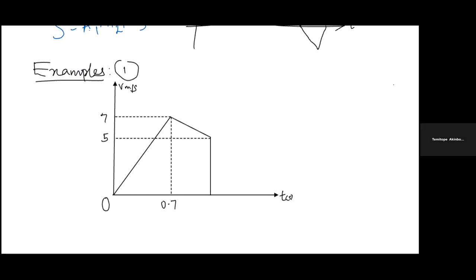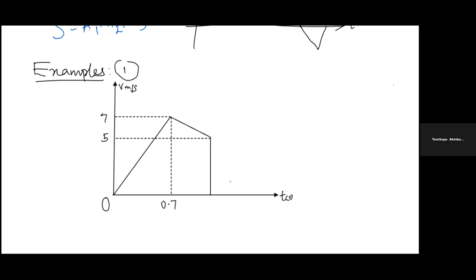Are you done? Okay. So let's have the question. The diagram shows the velocity time graph for the motion of a small stone, which falls vertically from rest at a point A above the surface.